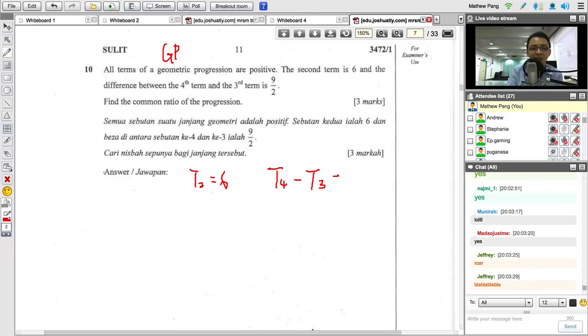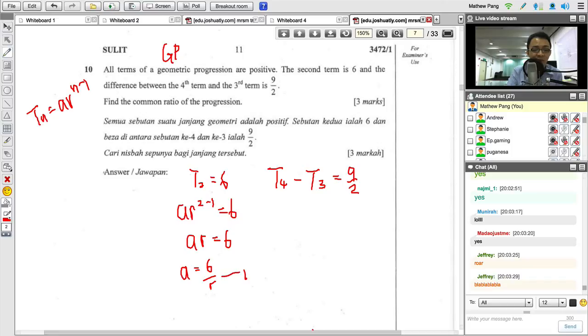I hope you still remember the Tn term for a geometric progression is Ar^(n-1), isn't it? So the second term means Ar^(2-1) equals 6. So Ar will equal 6. Maybe make A the subject: A equals 6 over r. I got this equation from this one, where the second term is 6.